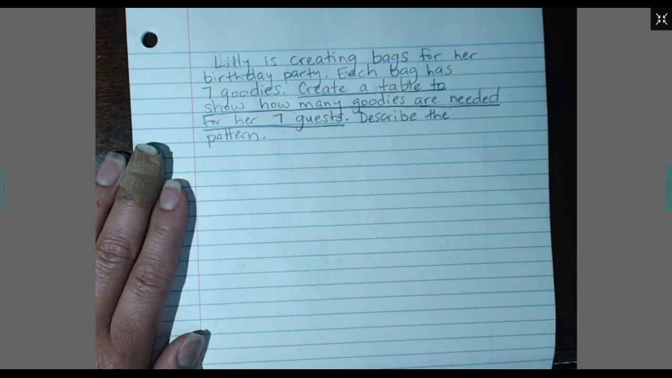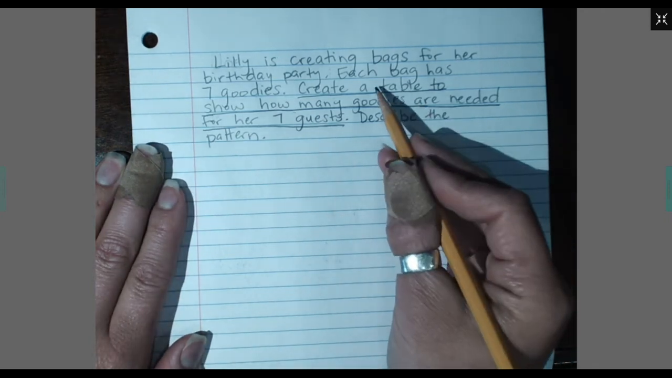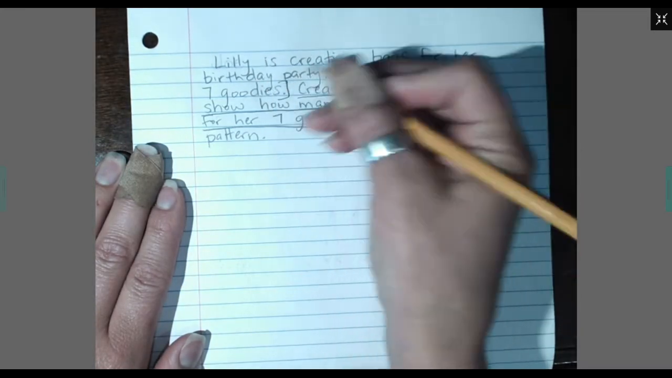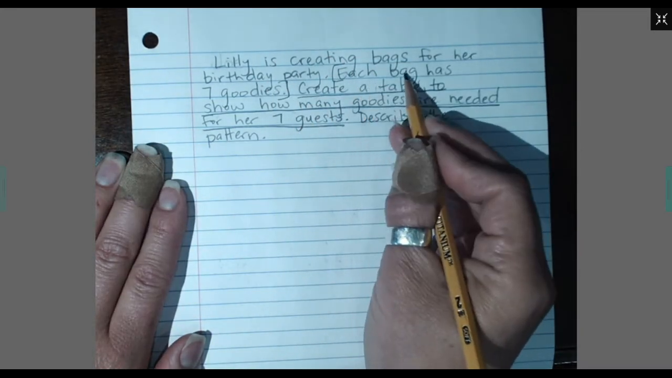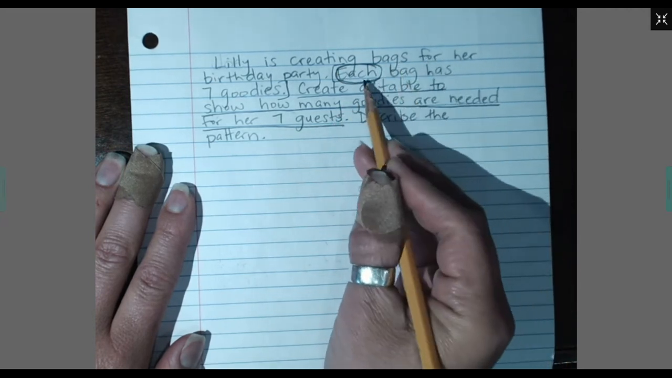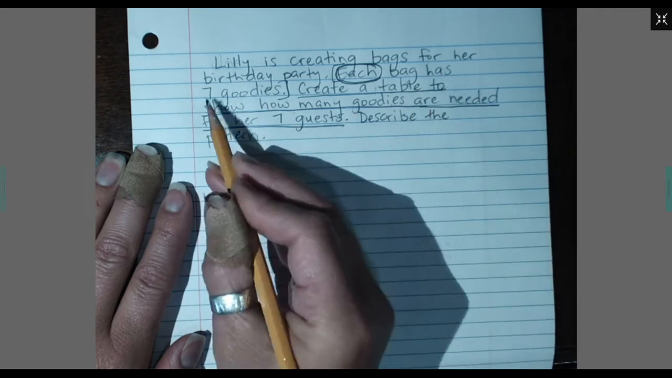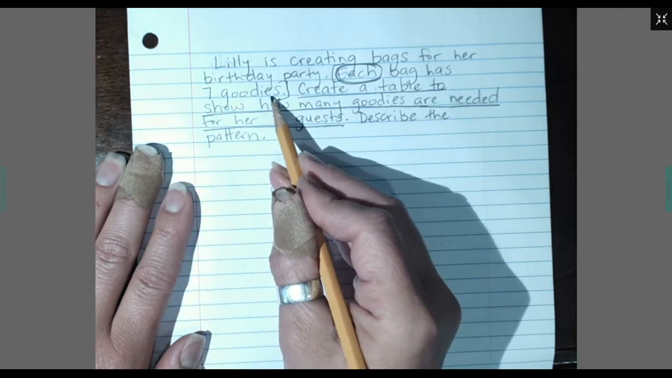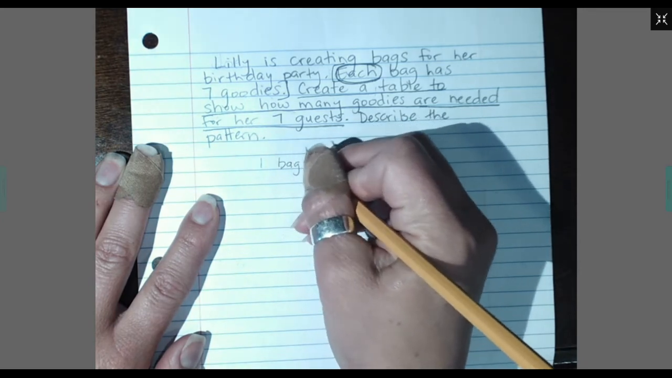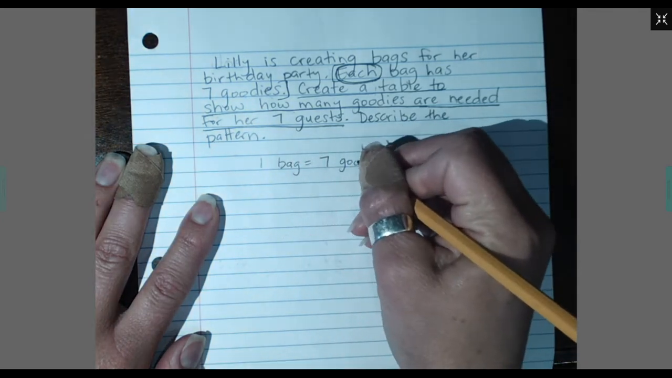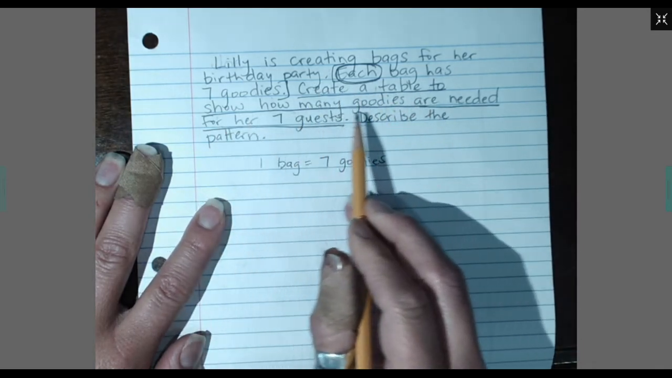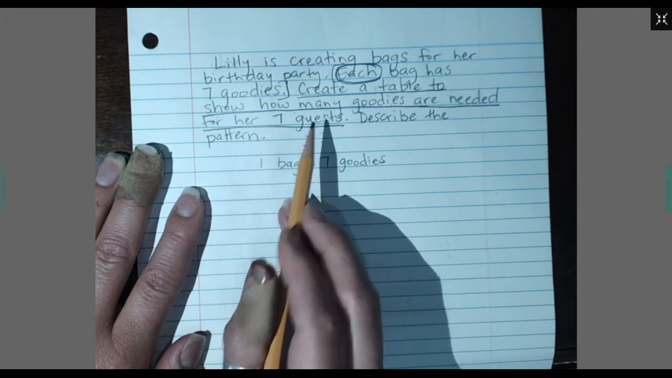What about bracket the important information? I know that each bag has 7 goodies. I included the "each bag" because that "each" tells me one bag has 7 goodies. All right, I'm actually just going to write that down here for my knowledge. One bag equals 7 goodies. Okay. Keep going.